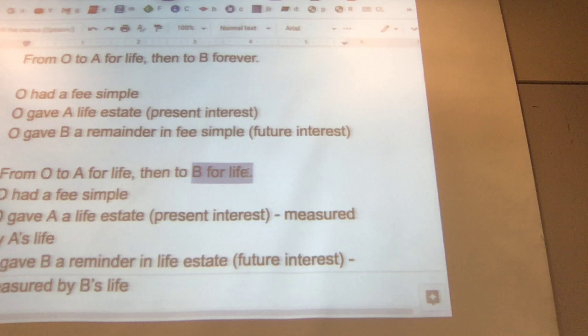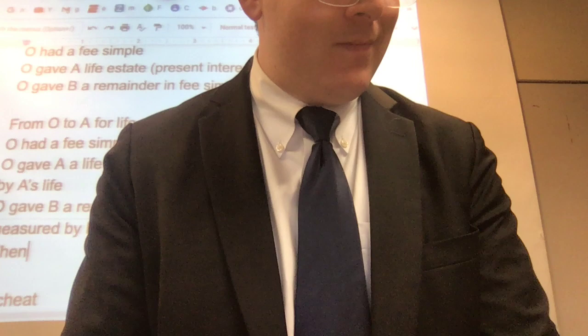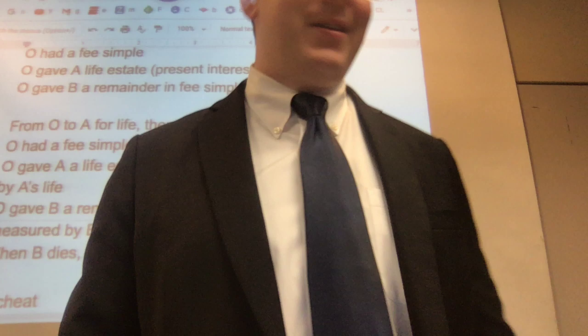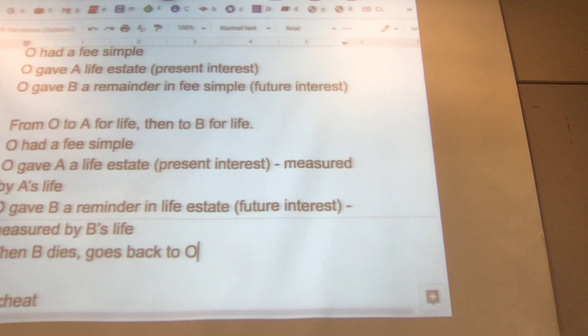What happens when B dies? Goes back to O. So then there's two. Oh my God, you're ready for this. Yeah, you can have multiple future interests stacked, one after the other. One second, Tim. But I want everyone to understand what happens. When B dies, it goes back to O. Exactly right, in this one. You always have to account for all the future interests. Someone always gets it. If B's going to die, everyone's mortal, everyone dies, it goes back to O. Very good, Heather.